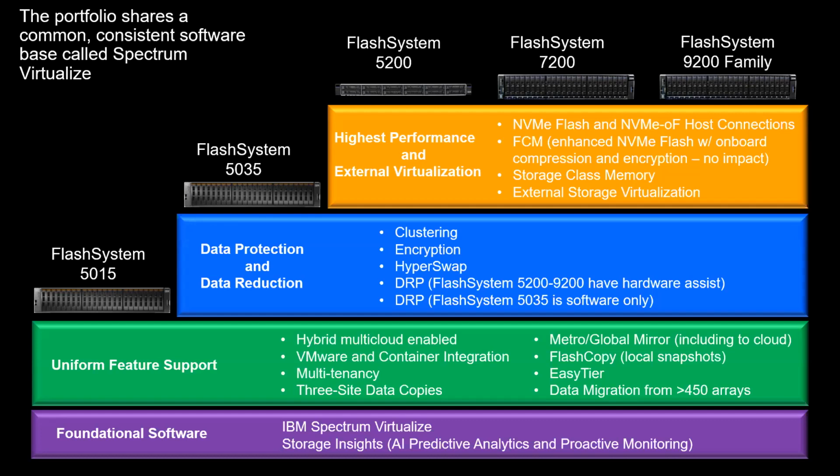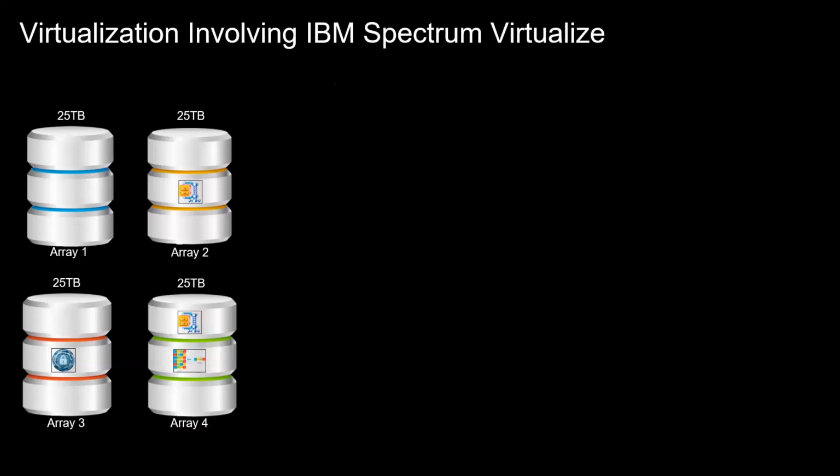Starting from the 5200 model itself, it runs on NVMe flash and host connections. Storage class memory in that sense uses the FlashCore Module. It does support external storage virtualization as well. So I would say starting from the 5200 and above, the higher level of machines you choose, of course, it covers a lot of features and functions. All right, let's take a look at the third slide here.